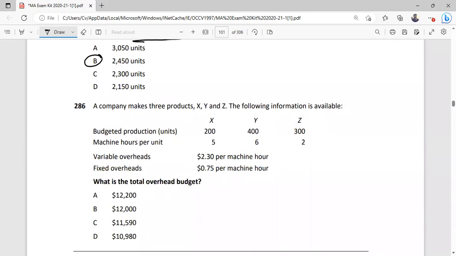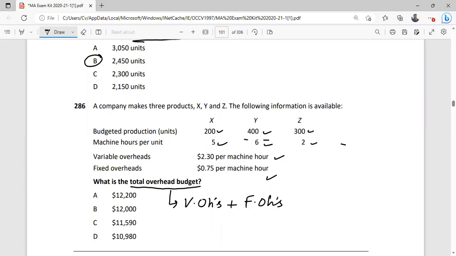A company makes three products X, Y, and Z. The information is as follows. Budgeted production units for X, Y, and Z are 300, 400, 300. Machine hours per unit are 5, 6, and 2. Variable overheads are 2.3 and fixed overheads are 0.75 per machine hour. So he asks, what is the total overhead budget? Total overhead budget means what? Variable overhead plus fixed overhead.